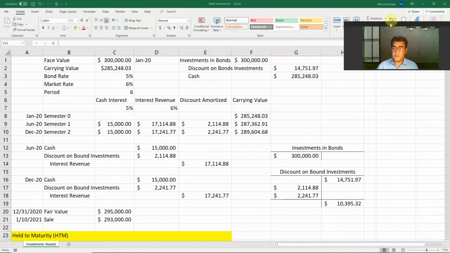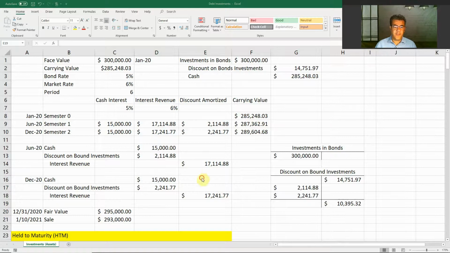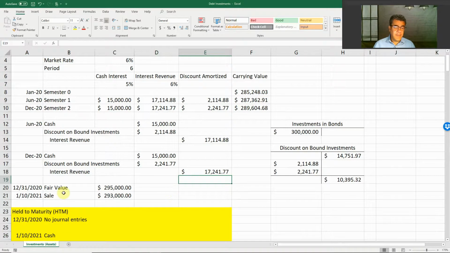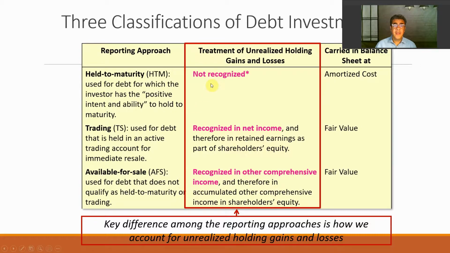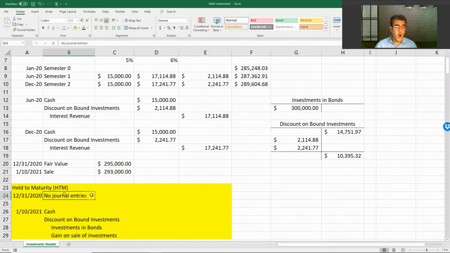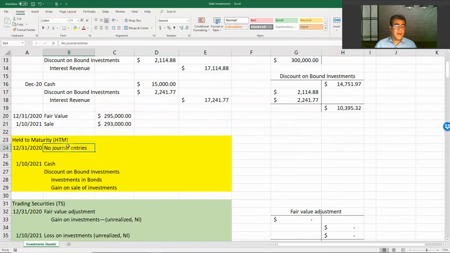So let's go here. Let's put myself here on top instead of bottom. December 31st, fair value, and we sell it in January. So let's consider that this bond is held to maturity. So held to maturity, let's go back. We don't recognize unrealized holding gain and losses. So no journal entries here for December 31st.